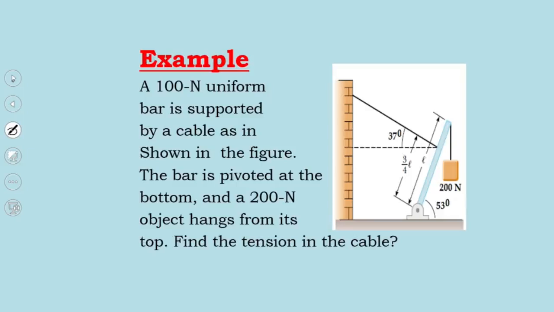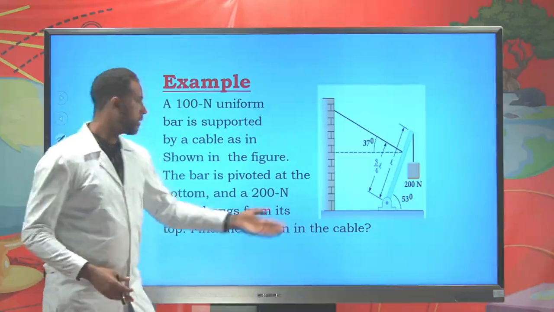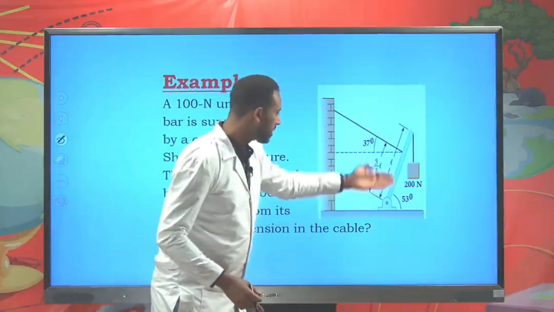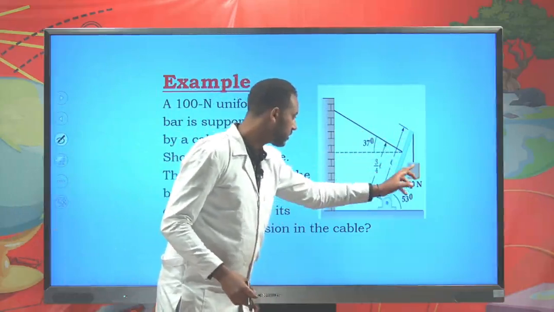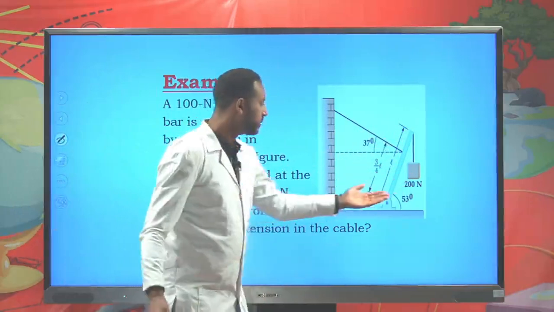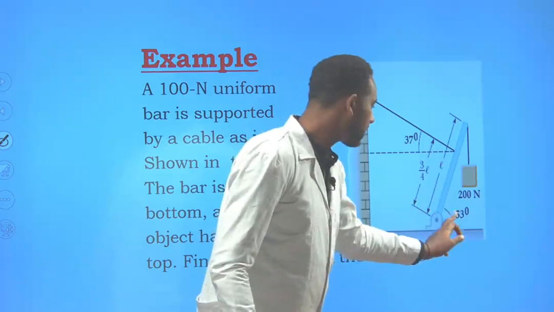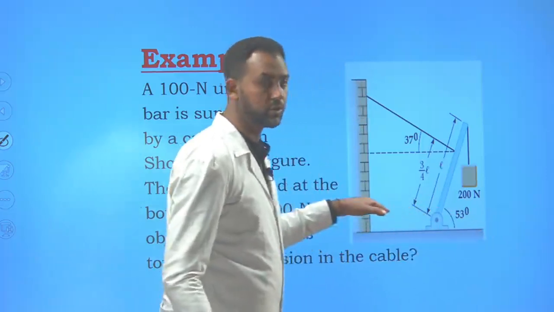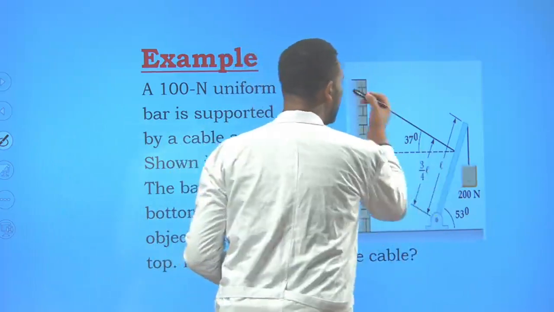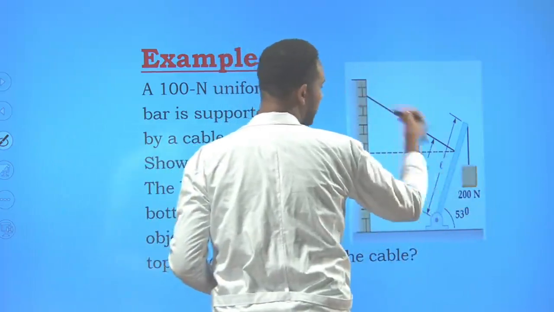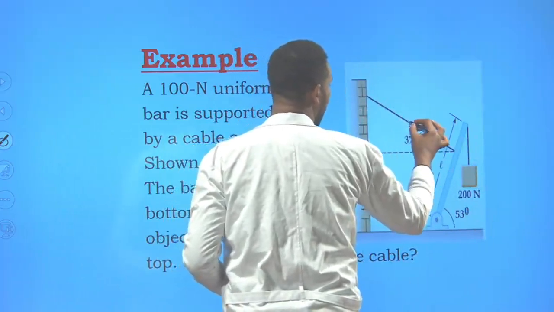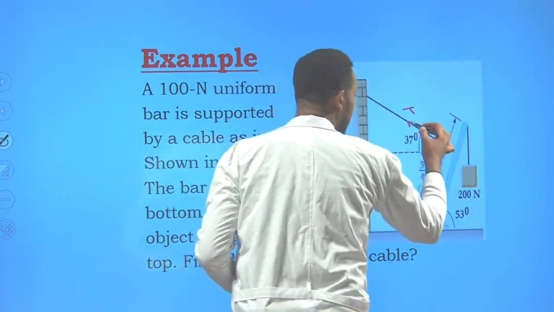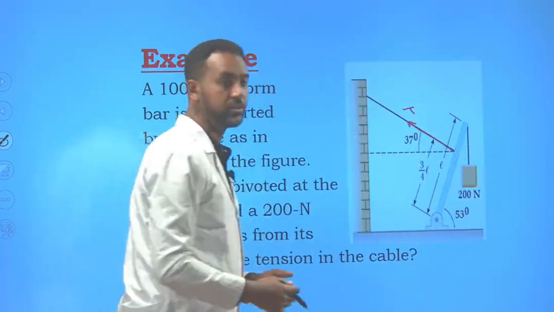Now let's proceed and try to see the other problems. Suppose here you have a bar, and on this bar you have a weight. Let's assume that the weight of this load is 200 Newton, and this mass is found at an angle of 53 degrees from horizontal. And here you have a string or a chain or something which holds this bar, and let's say it has a tension T.